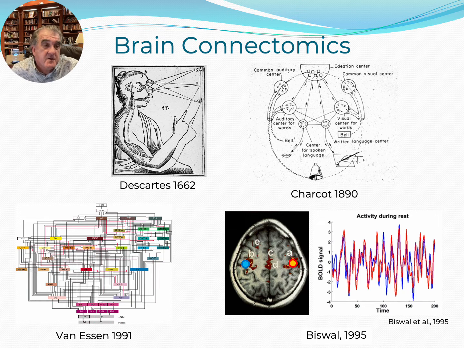Van Essen used electrophysiology in primates. Biswal developed functional MRI and functional MRI connectomics. A crucial challenge for neuroimaging meta-analysis is whether network models can be derived from statistical parametric maps, that is, from static maps. Can we get out connectivity information?